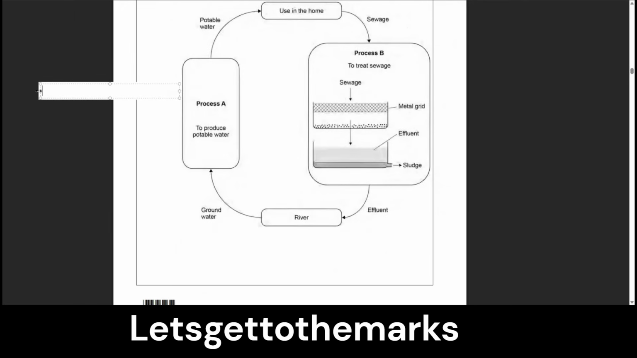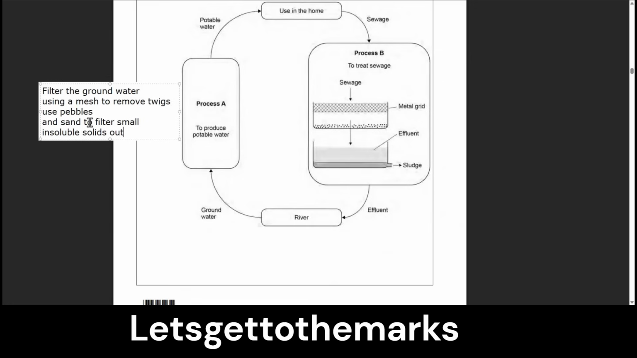So for process A, how do we produce potable water? The first thing we're going to do is filter the groundwater using, what do we want to use? Pebbles and sand. So filter the groundwater using a mesh to remove twigs, sticks basically, and bits. Oh my gosh, I'm making this really long. Use pebbles and sand to filter small insoluble solids out.